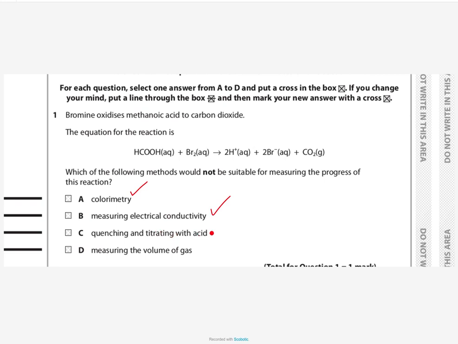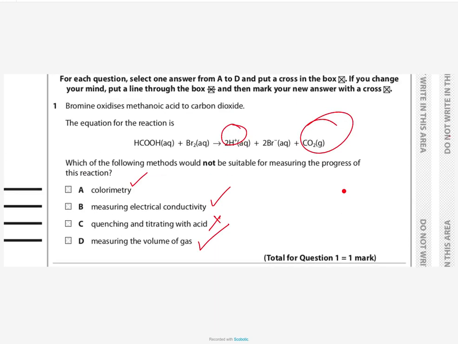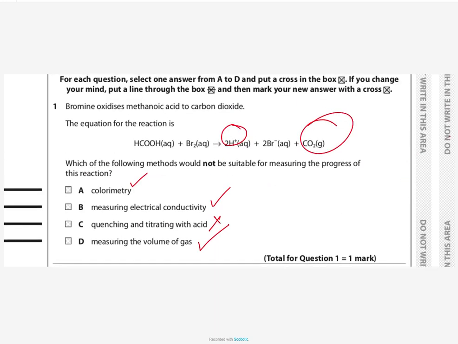Quenching and titrating with acid. You can titrate with alkali, but not with acid, right? Because there's no alkali to react with acid, there's only acid. So the answer will be correct if it's titrating with alkali, not with acid. Measuring the volume of gas can be used because carbon dioxide is a gas. So what cannot be used is C.